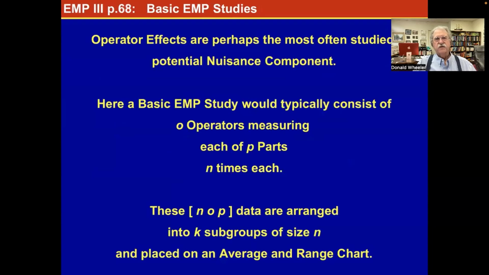So operator effects are perhaps the most often studied potential nuisance component. Here, a basic EMP study would typically consist of O operators measuring each of P parts N times each. These NOP data are arranged into K subgroups of size N and placed on an average and range chart.